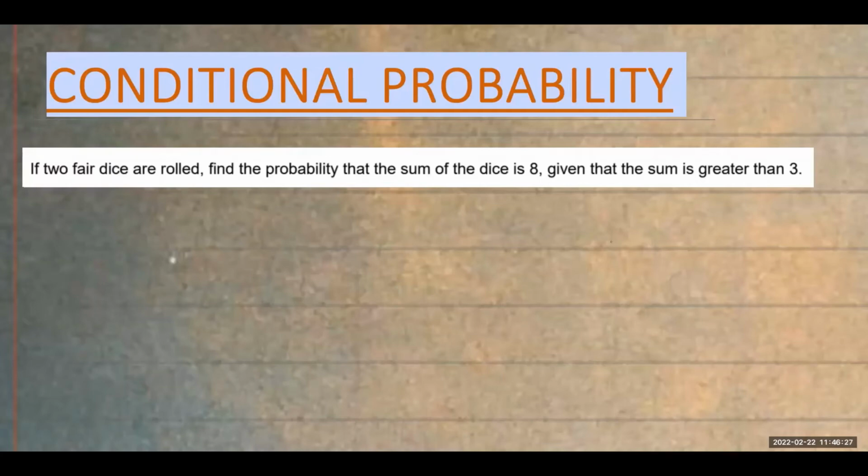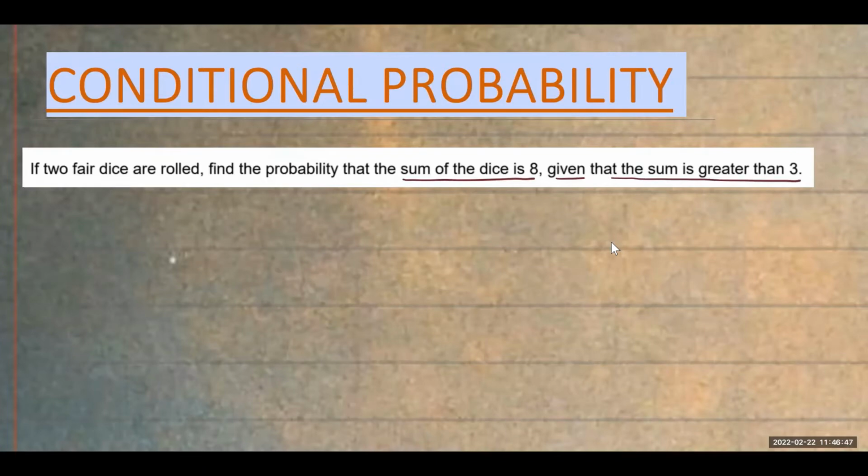Welcome everyone. So in this video, I want to work out this problem with you. If two fair dice are rolled, find the probability that the sum of the dice is 8, given that the sum is greater than 3. So that's a conditional probability example.